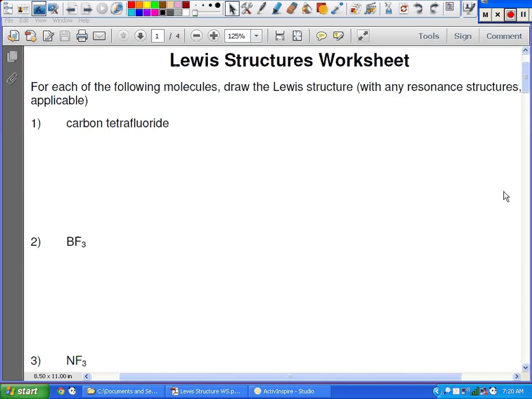What I've decided to do is try to work as many of these Lewis structure worksheet problems as I possibly can for you guys, since I'm not going to have enough time to cover them in class, so you can actually have them at home to work on. I'm going to move through these relatively quickly. Hopefully you can keep up, and if you have any questions, the only thing I can do is tell you to come in or email me, or do whatever it takes to get these understood.